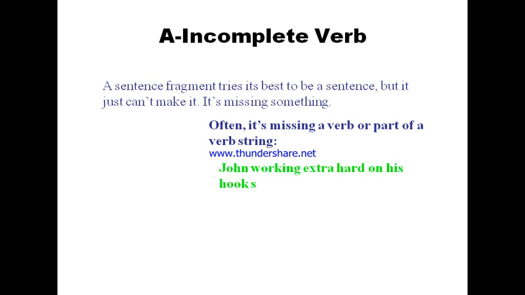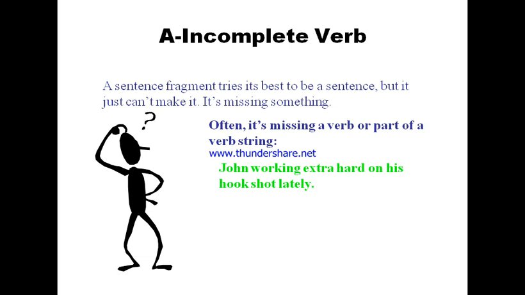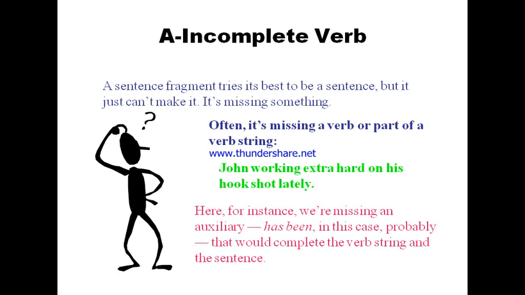For example, John working extra hard on his hook shot lately. Now one might believe that working is the verb of the sentence. However, as we said earlier, working by itself can't be considered a verb. It's in the ing form and it needs a helping verb. So to correct this structure and make it a sentence rather than a fragment, we just add a helping verb. And in this case, we can use has been. So John has been working extra hard on his hook shot lately.